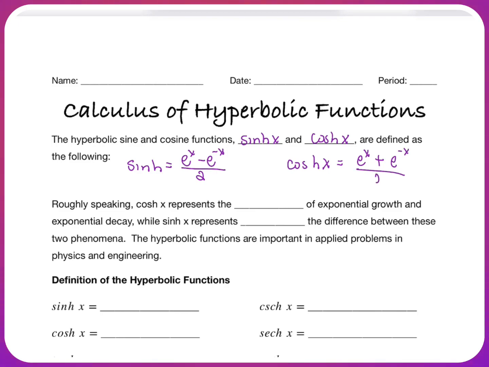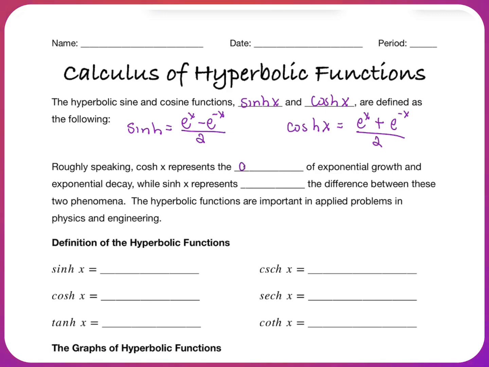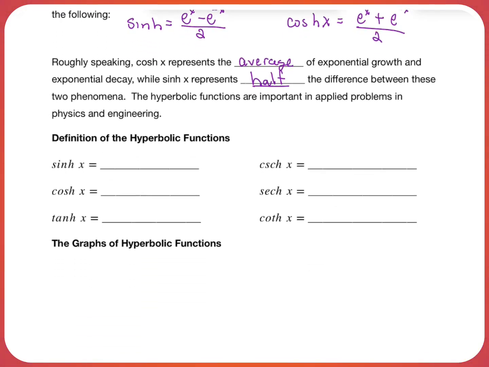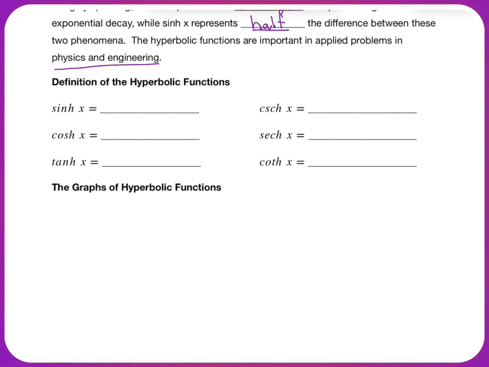divided by 2. So roughly speaking, the hyperbolic cosine function is the average of exponential growth and exponential decay, while the hyperbolic sine function represents half the distance between the two phenomena. So the hyperbolic functions are important in applied problems. You'll use this a lot in physics and engineering. We're just going to basically introduce the topic in this course.